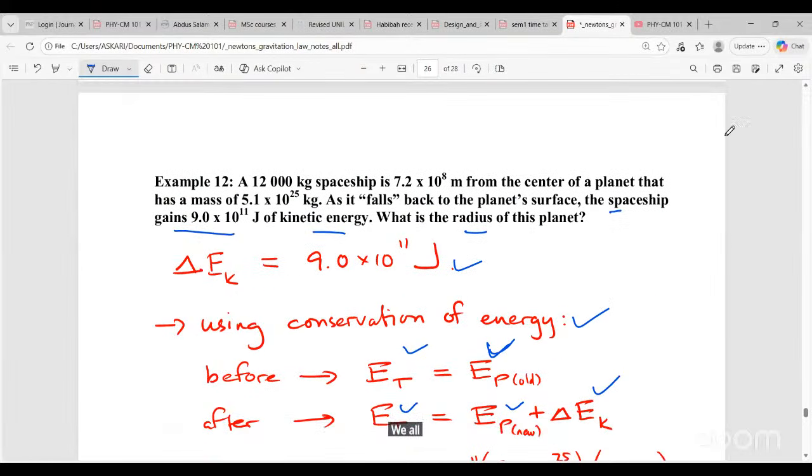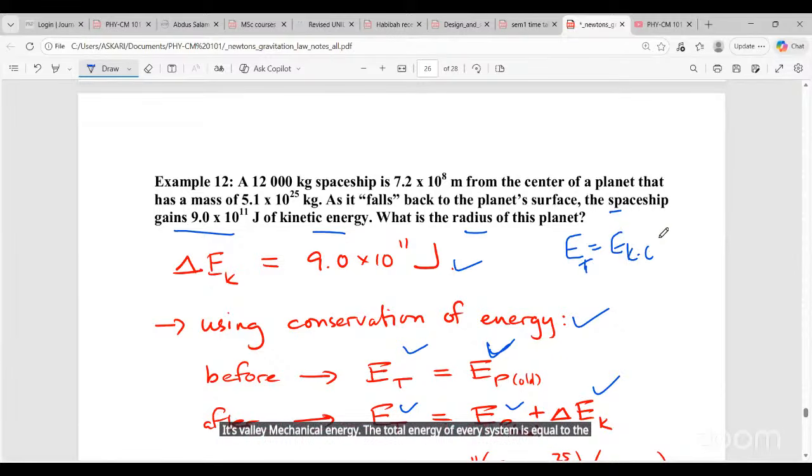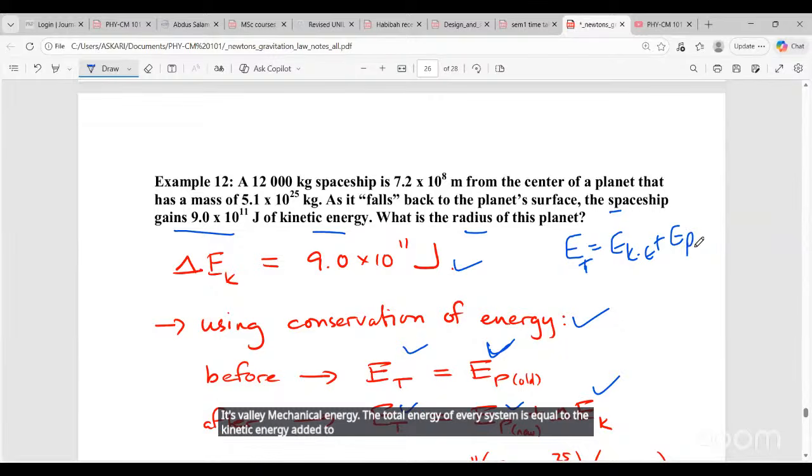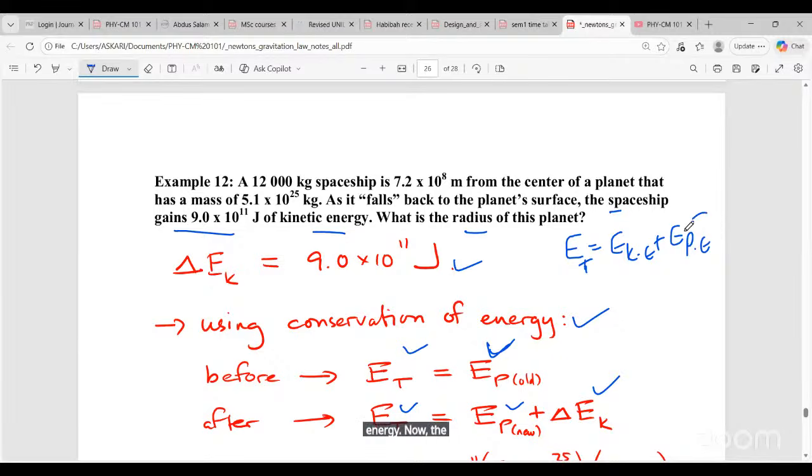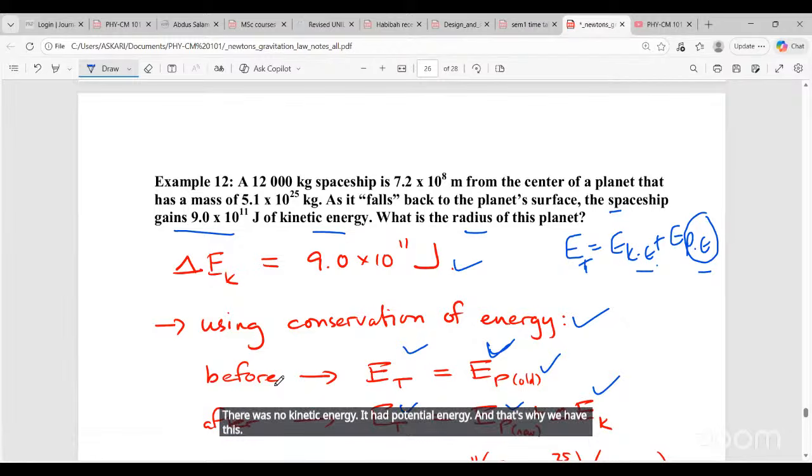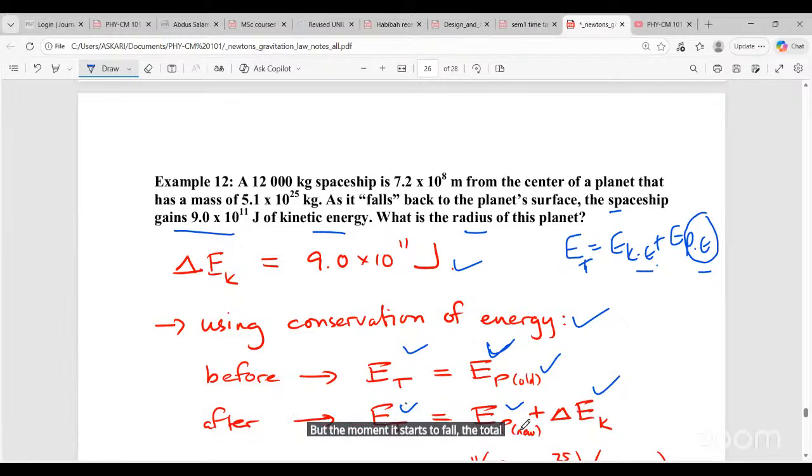We all know that there's always conservation of energy, especially mechanical energy. The total energy of every system is equal to the kinetic energy added to what? The potential energy. Now, the potential energy was initially, before it starts to fall from the orbit, there was no kinetic energy. It had potential energy. And that's why we have this. But the moment it starts to fall, the total will be converted to both potential and kinetic energy.